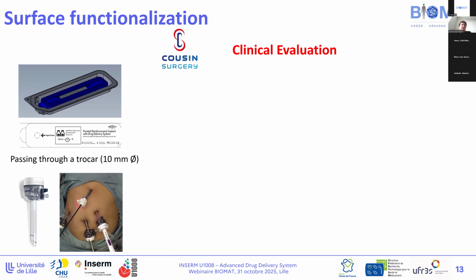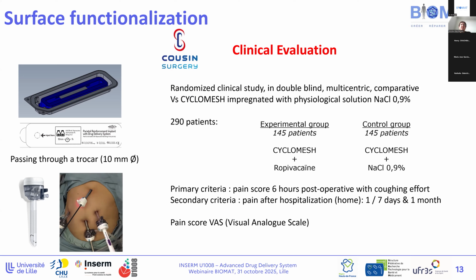So the company Cousin Surgery developed a system in order to impregnate meshes with ropivacaine in hospital, and the clinical evaluation started 4 years ago with 290 patients in two groups. We have a group of cyclomesh, meshes with cyclodextrin and a placebo, and cyclomesh with ropivacaine. For now, the clinical study is finished, but we didn't observe any significant differences between the two groups of our tested materials.